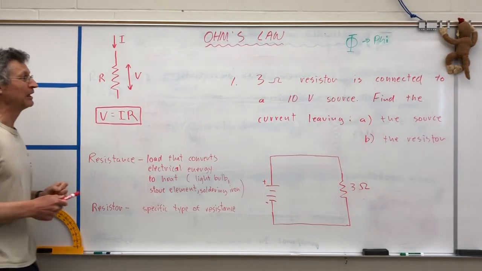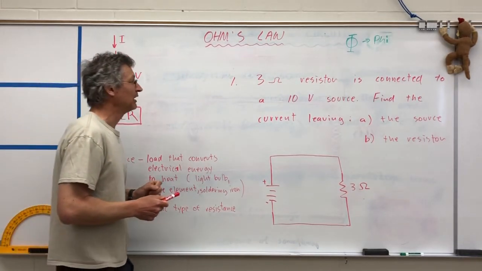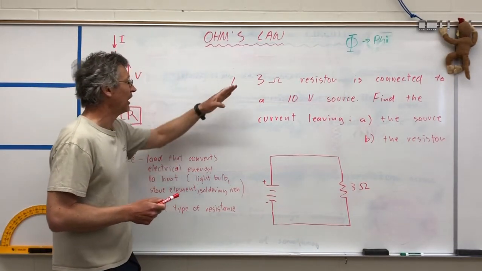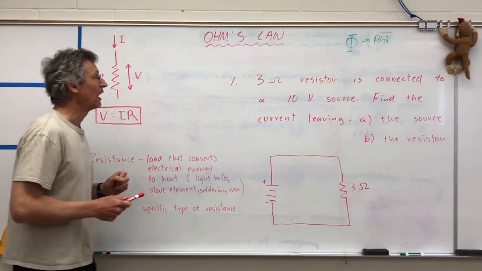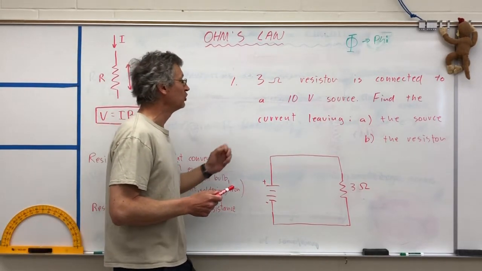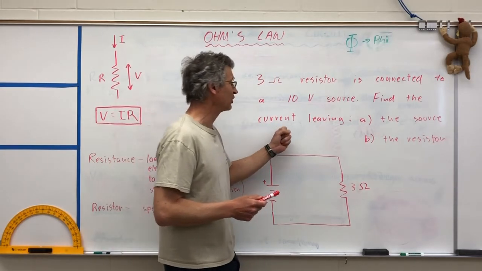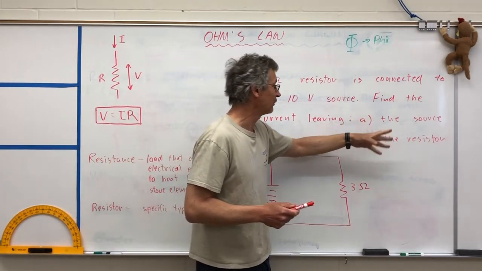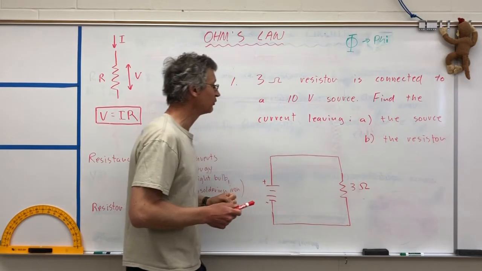And let's do a simple little problem involving Ohm's law. Here it is. It says a 3 ohm resistor is connected to a 10 volt source. Find the current leaving A, the source, B, the resistor.